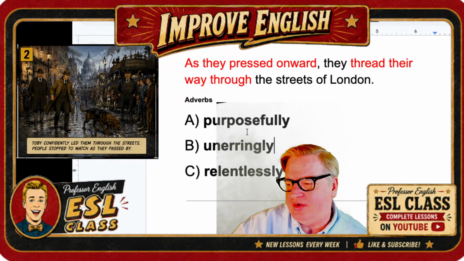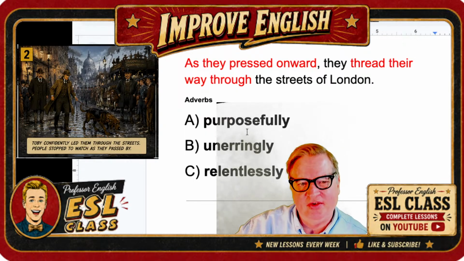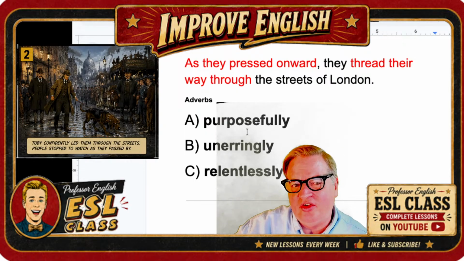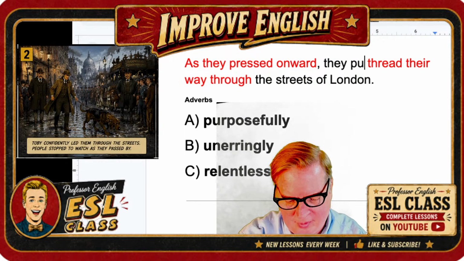I mean, you could say purposely pressed onward, but that's kind of redundant because if you're pressing, you're already doing it with purpose. It's hard, and you're trying hard to do it. So, as they pressed onward, they purposely thread their way through the streets. Yeah. So go before the second part.